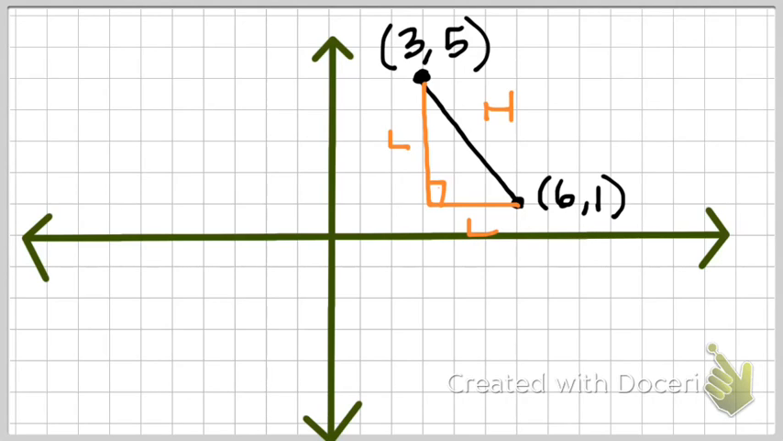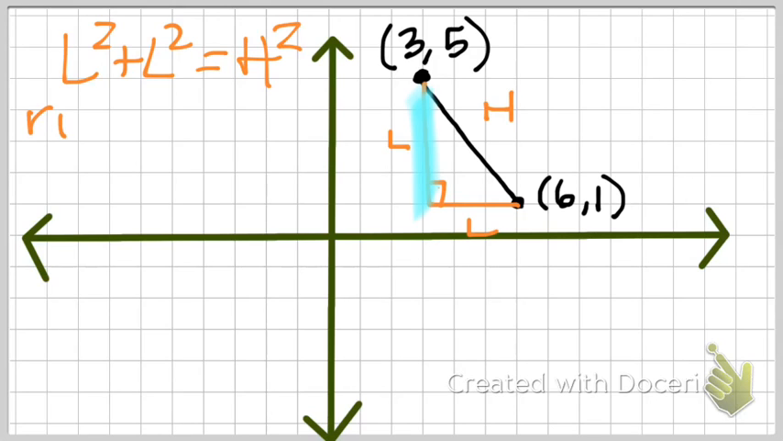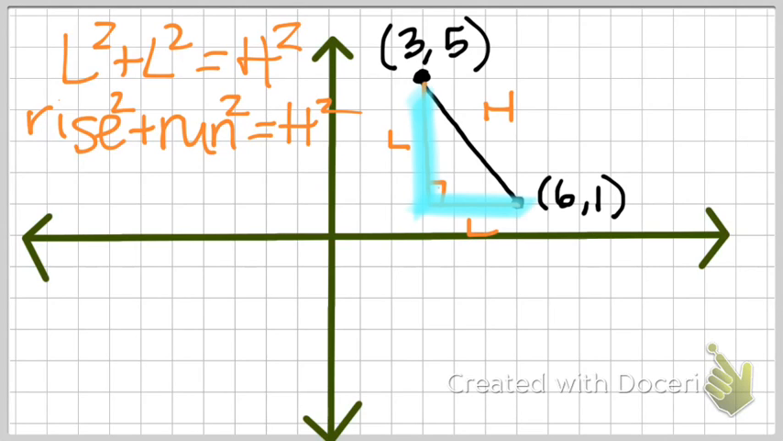So when we were computing just now, we had counted the side lengths. Well, if I look at it, this side length is really just rise. So that leg, if I'm going back to my formula, that leg is really just rise. And the other leg is really just run. So I've got rise squared plus run squared equals hypotenuse squared.